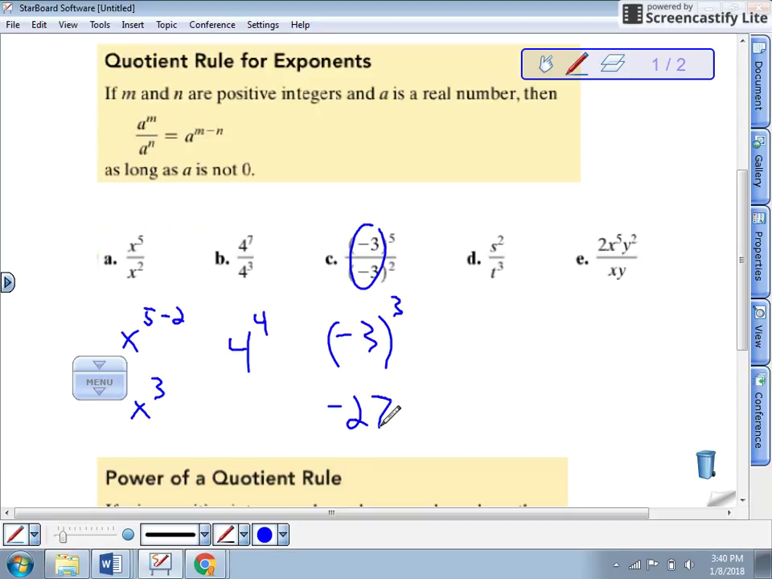D, okay, now if you look at D, those are not common bases. So we cannot cancel anything out. So the final answer would remain the same.